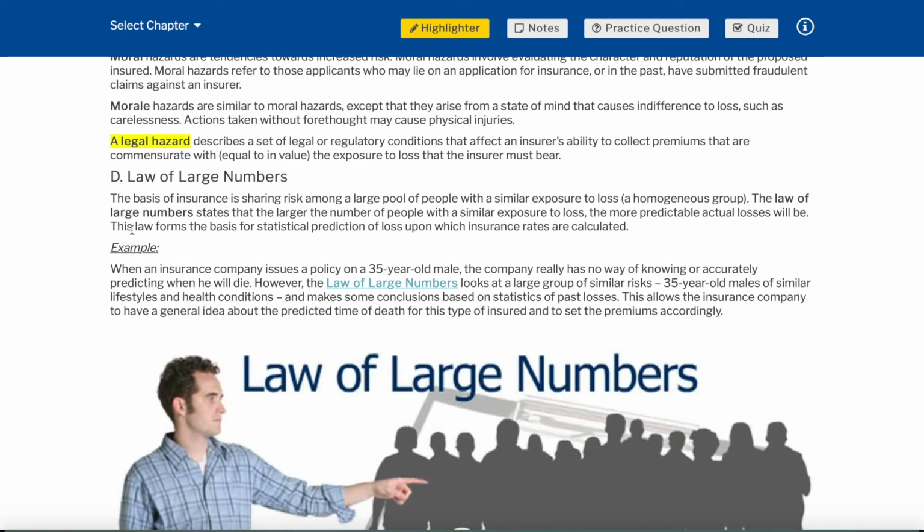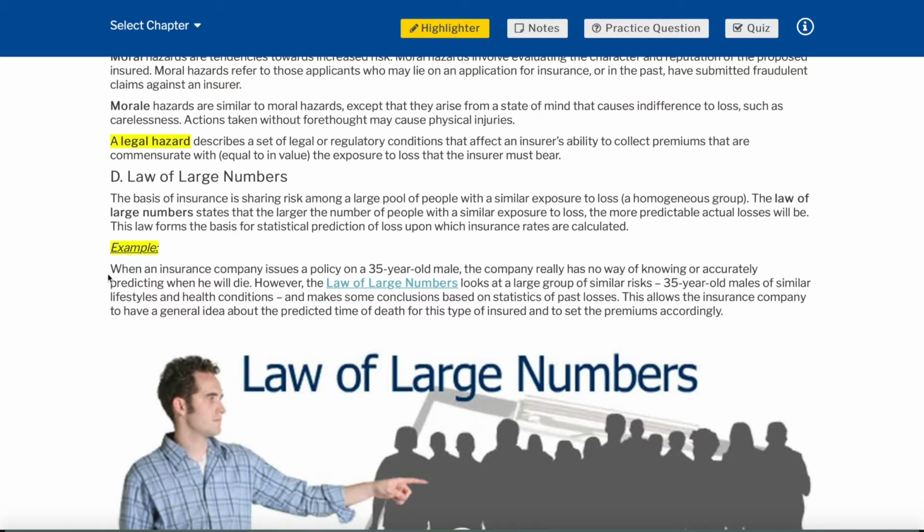D. Law of large numbers. The basis of insurance is sharing risk among a large pool of people with a similar exposure to loss, a homogeneous group. The law of large numbers states that the larger the number of people with a similar exposure to loss, the more predictable actual losses will be. This law forms the basis for statistical prediction of loss upon which insurance rates are calculated.